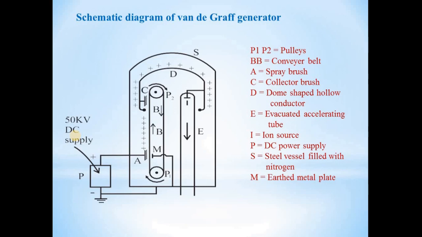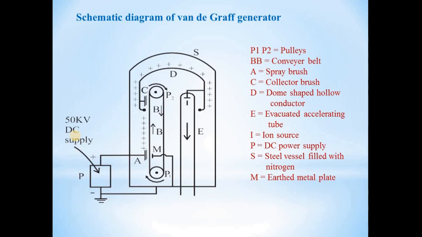That charge is collected by the collector brush C and sent to the dome-shaped conductor. As the dome is hollow, the charge is distributed over the outer surface of the dome. Its potential rises to a very high value due to the continuous accumulation of charges on it, and thus the potential of the electrode I also rises to this high value.